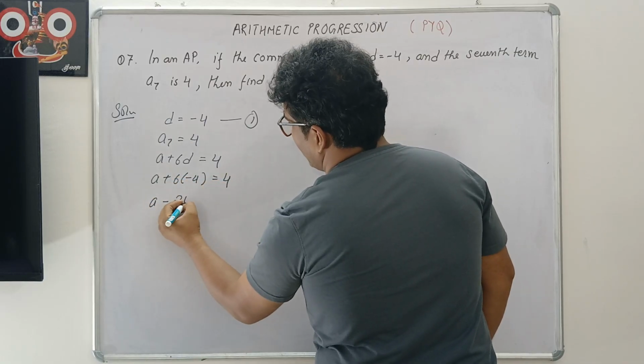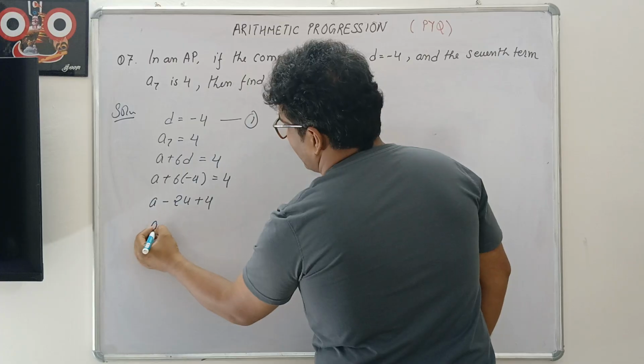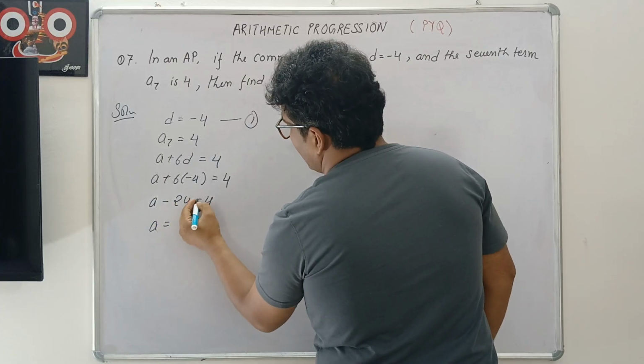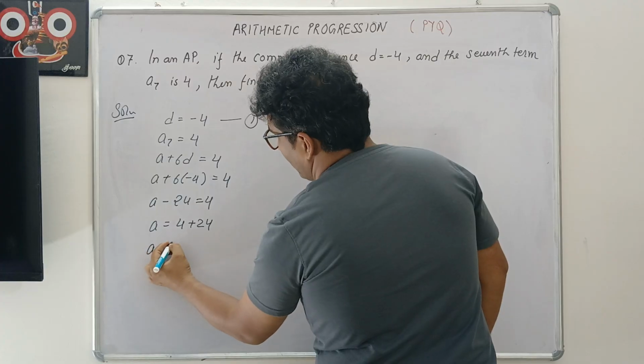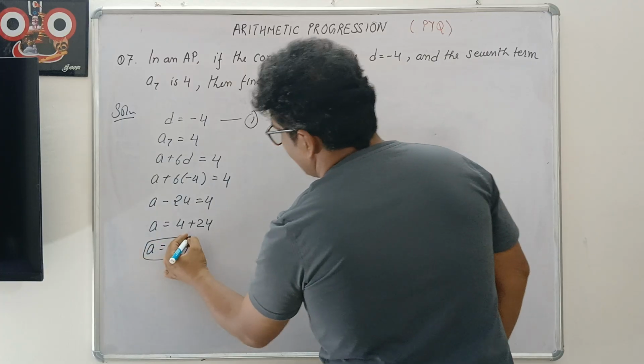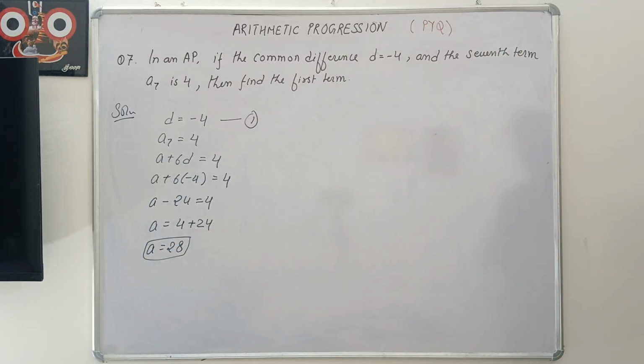So this is A minus 24 equals 4, and this will be A equals 4 plus 24, correct. So A is your 28. The first term is 28. Okay.